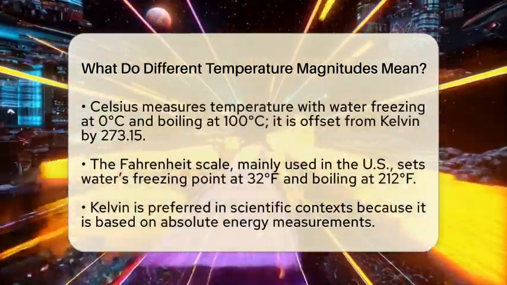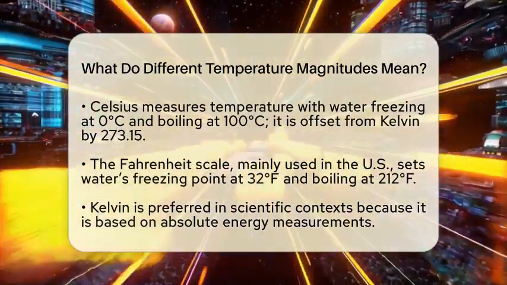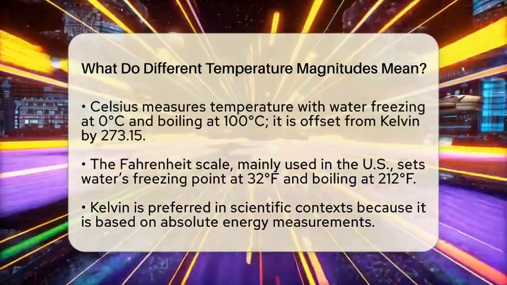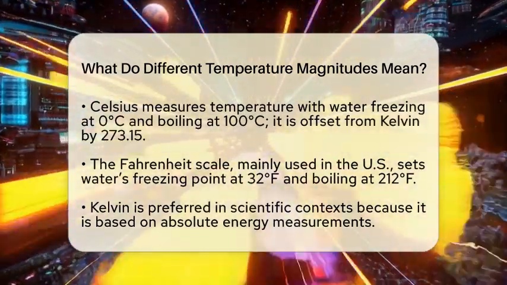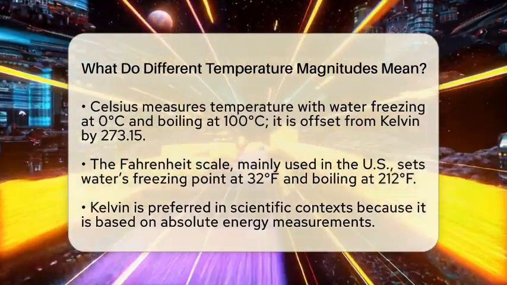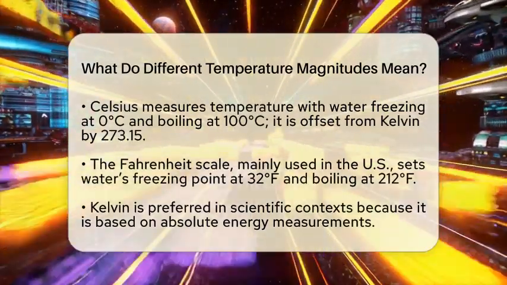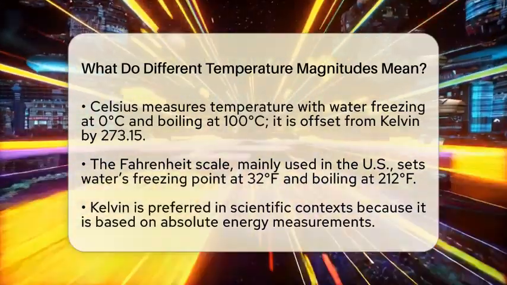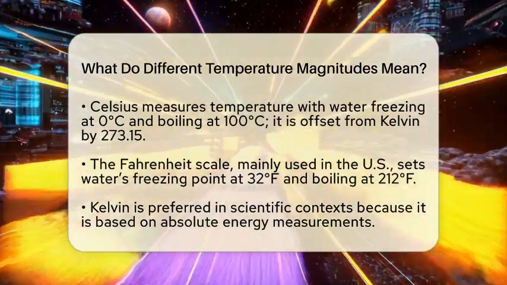Temperature scales help us measure these energy levels. The Kelvin scale starts at absolute zero and goes up from there. Each step of 1 Kelvin is the same size as 1 degree Celsius, but they start at different points. Water freezes at 273.15 Kelvin and boils at 373.15 Kelvin. That makes Kelvin perfect for scientific work because it's based on absolute energy levels.